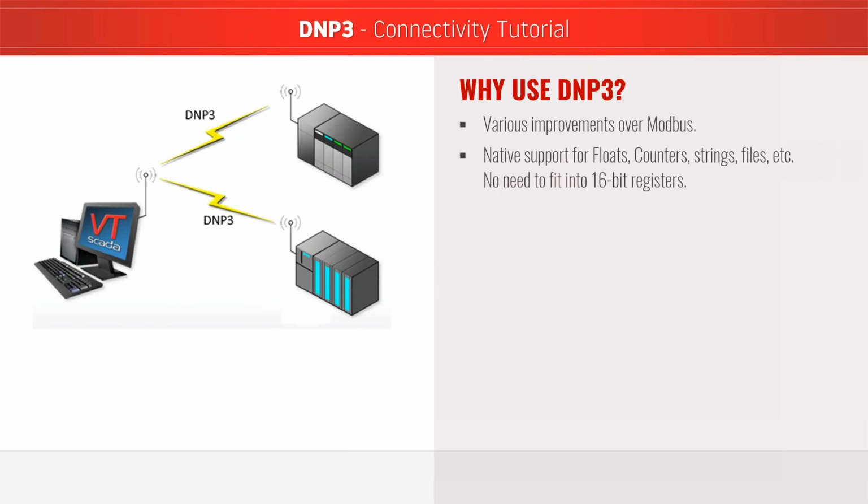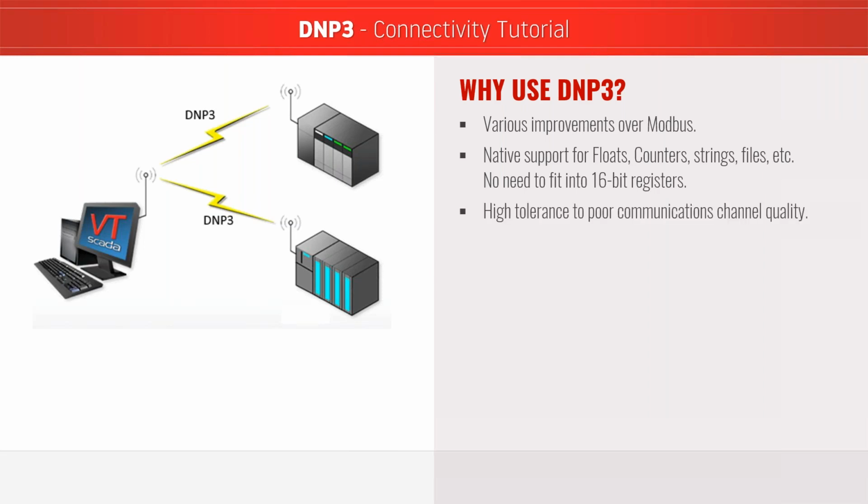For one, Modbus was limited to 16-bit registers, and a lot of people over the years have done a variety of unpleasant things to get different kinds of data types into Modbus. And DNP3 just has native support for a whole lot of other things: floats, counters, strings, files, and other functionality. So it's a lot more modern in that way, and you don't need to worry about quantization effects and things like that really at the level you'll be using the protocol.